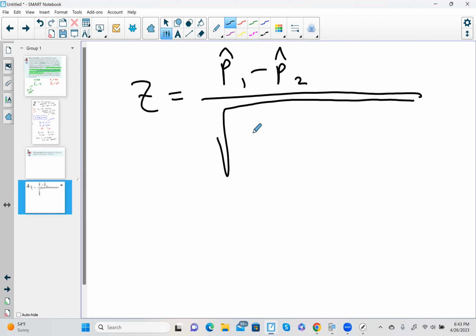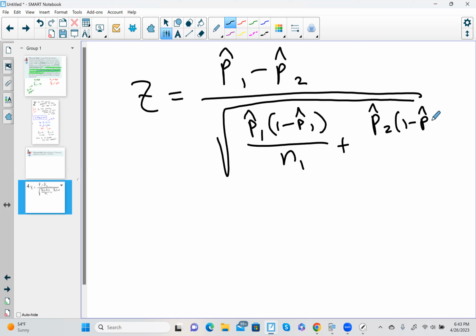It's z equals p hat 1 minus p hat 2 over, and here's what you get, the square root. It looks intimidating, but we'll just do it this way. We can say p hat 1 times 1 minus p hat 1 over n1 plus p hat 2 times 1 minus p hat 2 over n2.